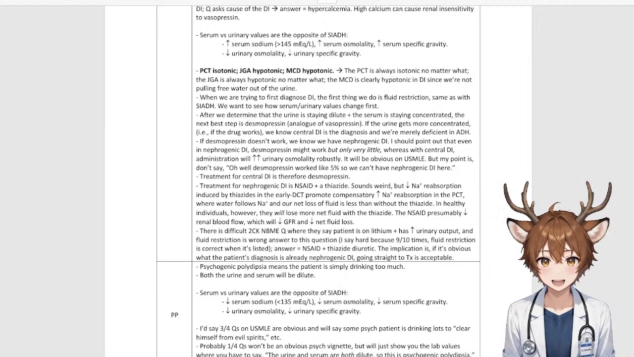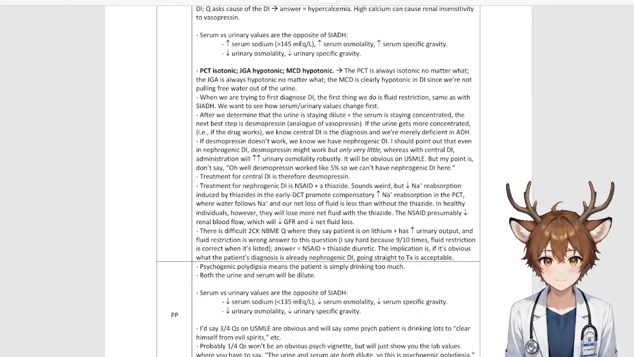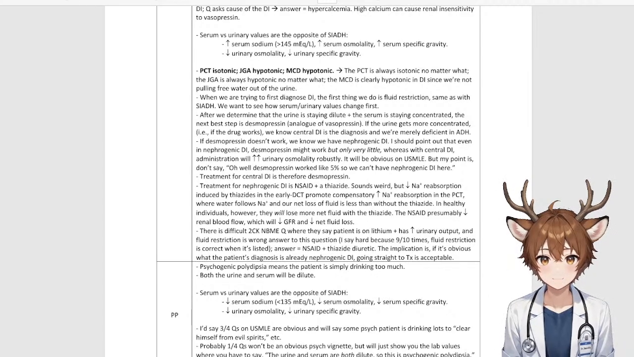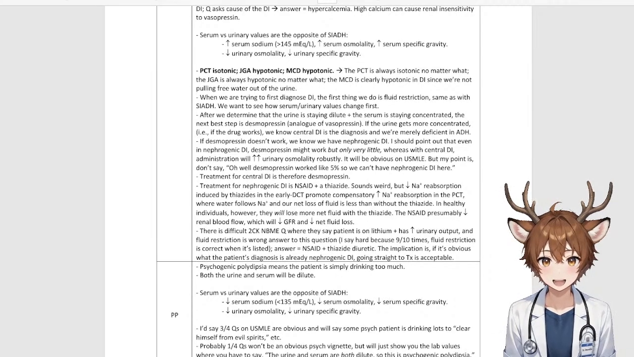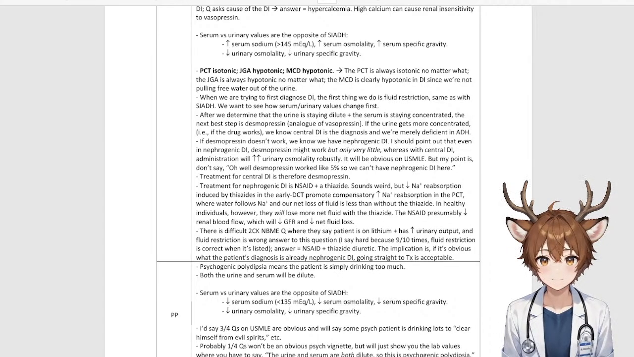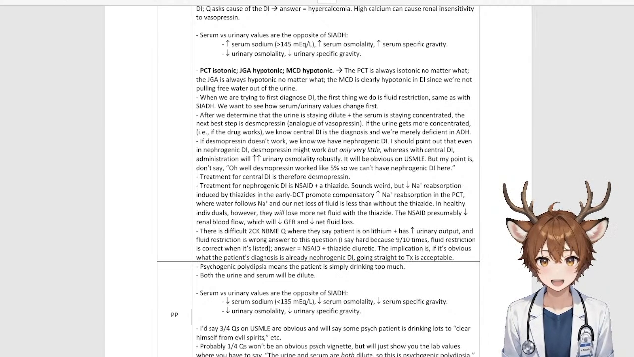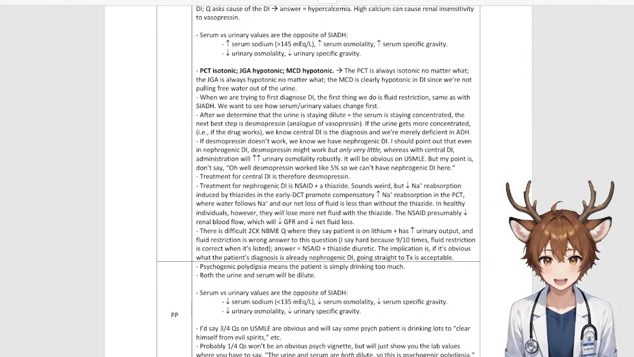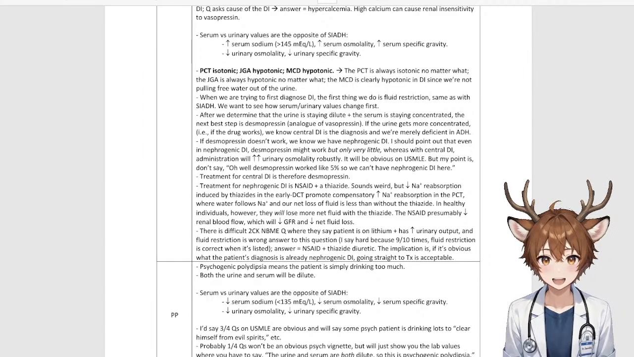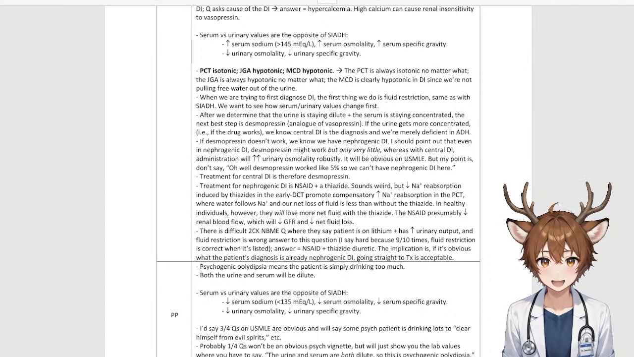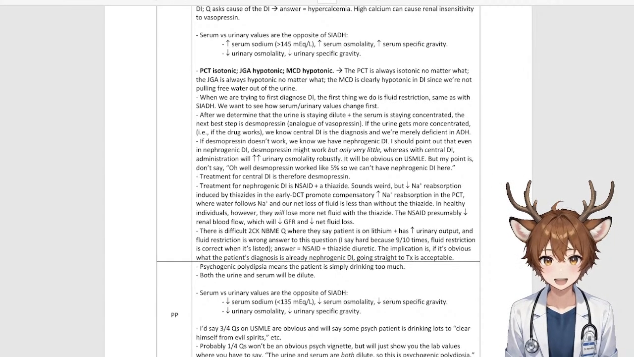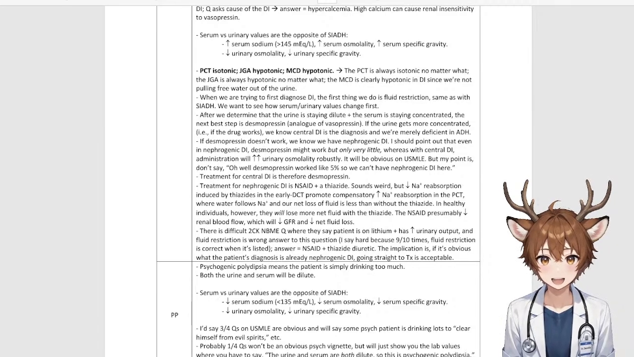When we're trying to first diagnose DI, the first thing we do is fluid restriction. Same as with SIADH. We want to see how the serum and urinary values change first. After we determine that the urine is staying dilute plus the serum is staying concentrated, the next best step is desmopressin, an analog of vasopressin. If the urine gets more concentrated, i.e. if the drug works, we know central DI is the diagnosis and we're merely deficient in ADH.